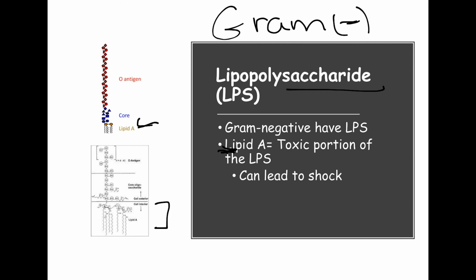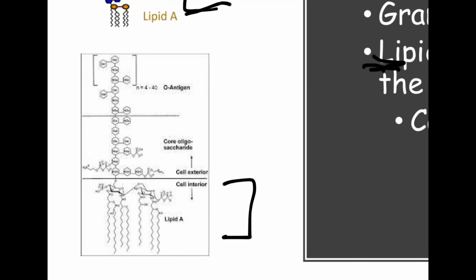So let's take a look at its structure really quickly. Here is the lipid A, that's the lipid portion. This part is anchored into the bacteria itself, so it's really typically not exposed to the environment unless the organism is dead. If the organism dies, then we know that they burst open, and that's when the lipid A can have access to the host immune system. But typically it is embedded inside of the bacteria.